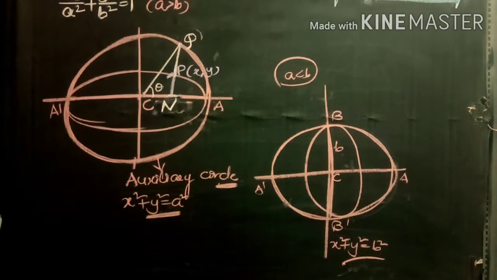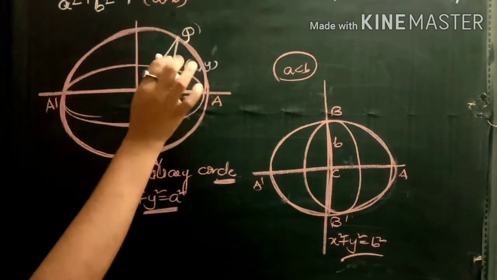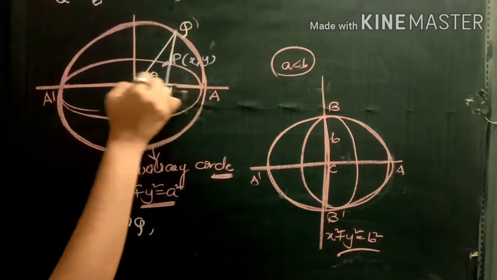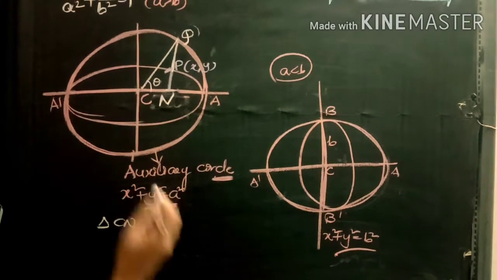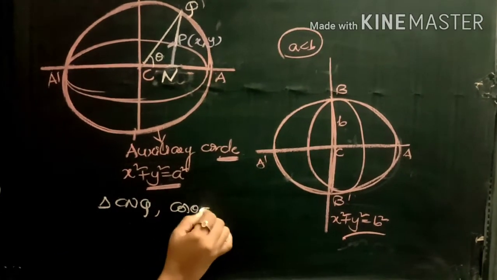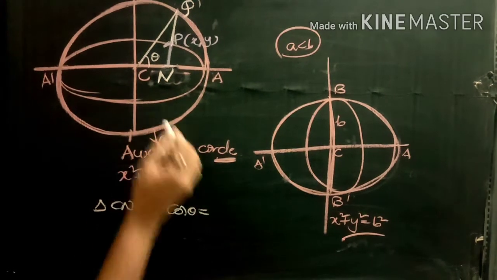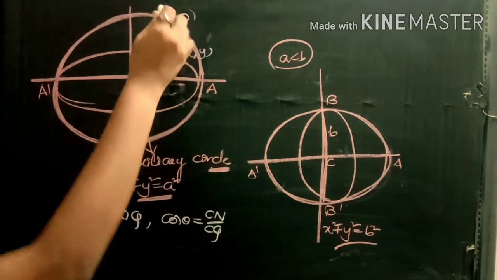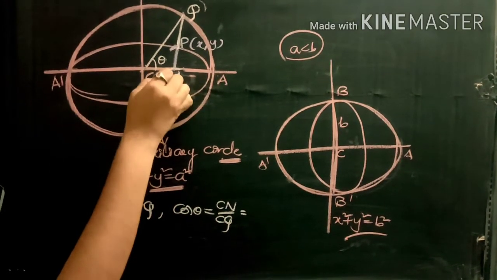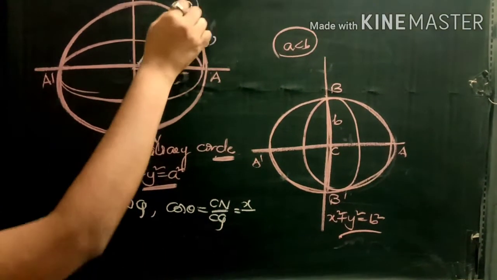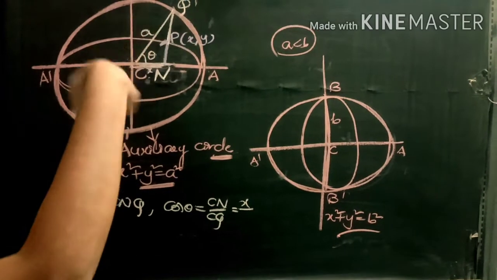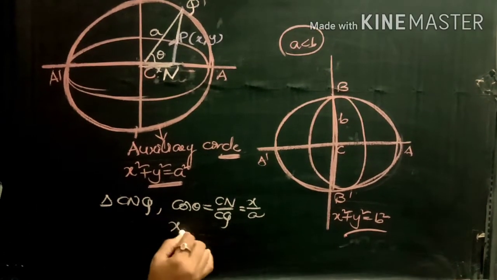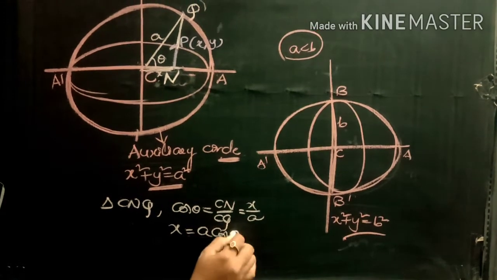Parametric equations. Clearly here from the diagram, first we consider the triangle CNQ. From this triangle we take the value of cos theta. What is the cos theta value? Cos theta is equal to CN by CQ, adjacent by hypotenuse. What is the CN value? CN is nothing but x. What is the CQ value? CQ is nothing but the radius of the circle, which is a. Therefore cos theta is equal to x by a, then the value of x is equal to a cos theta.